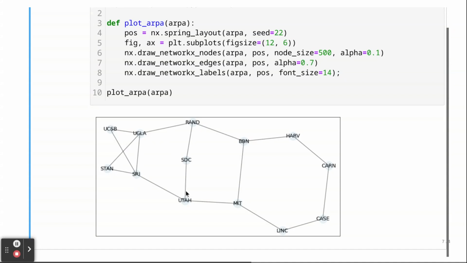Both are valid paths, and we can compute the length of each path, but the distance between UCLA and MIT is 3. We could either go up to RAND and then BBN, MIT for a length 3 path, or in this case, we could actually go down to SRI, over to Utah, and then to MIT, again for length 3. But there are no shorter paths that have less than 3 edges that connect UCLA and MIT. So we would say that the distance between these nodes is equal to 3.